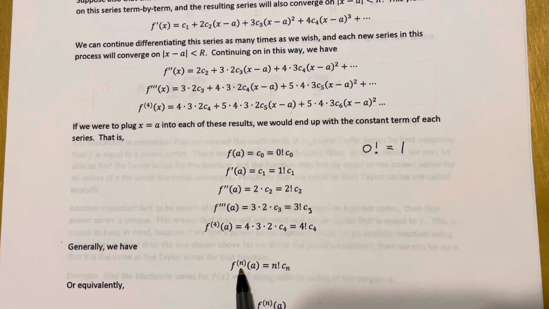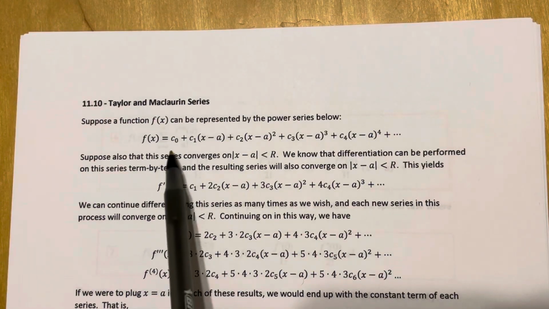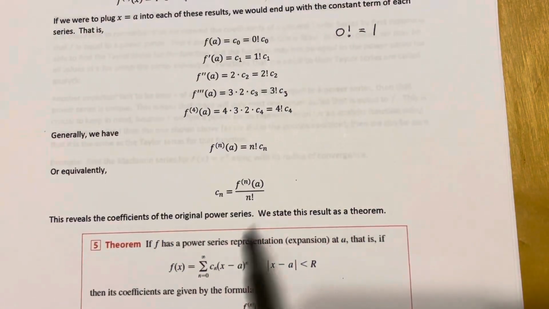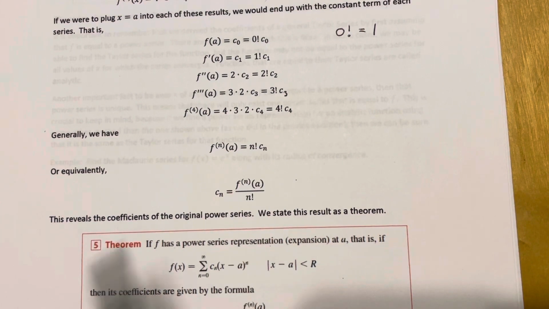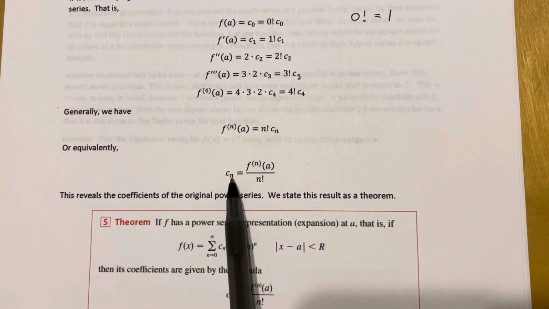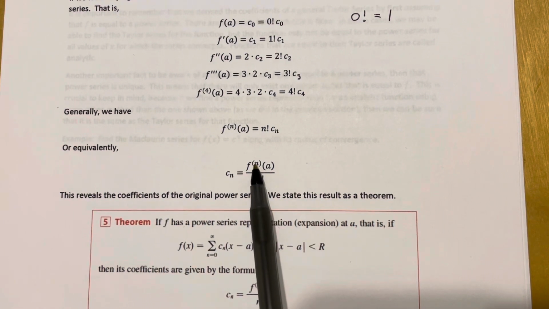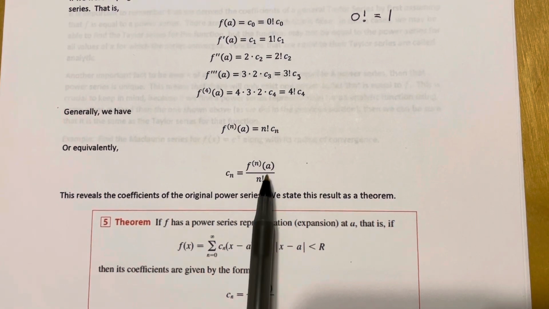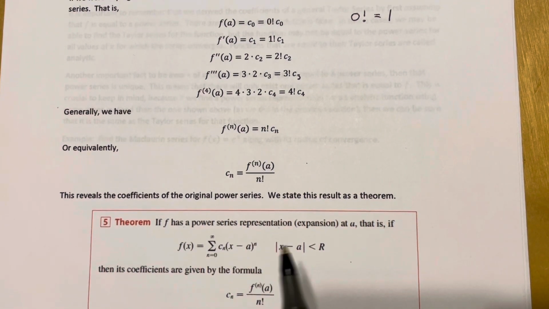So to generalize, the nth derivative of f, evaluated at a, is equal to n factorial times cn. And if you remember, our goal in the original power series was to figure out what each one of these coefficients is. If I solve this for cn, then I have a formula that will give me the nth coefficient for whatever value of n I want to plug in. It's equal to the nth derivative of f evaluated at a over n factorial. That allows me to find all of those coefficients, which allows me to determine exactly what that power series looks like.